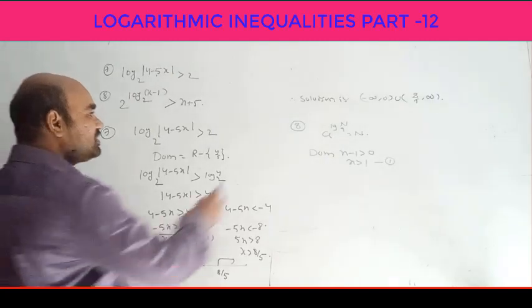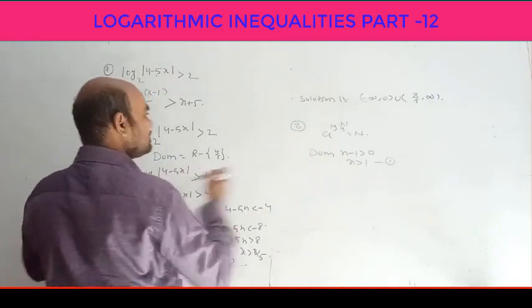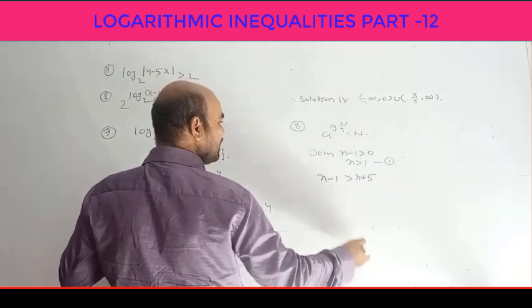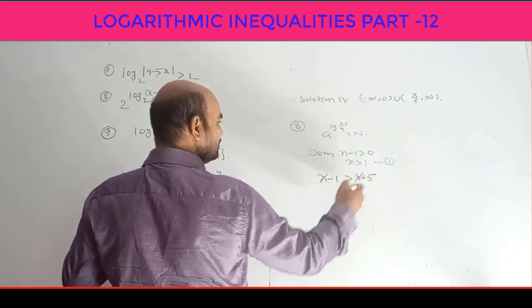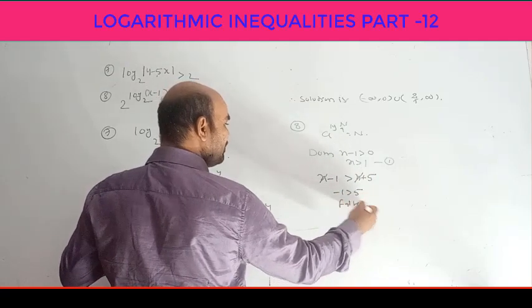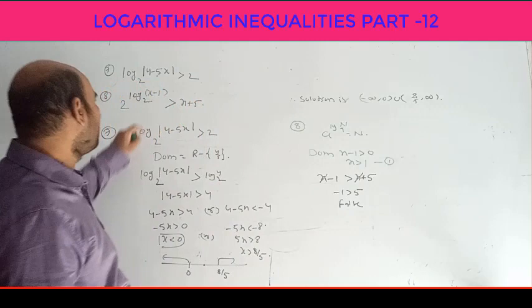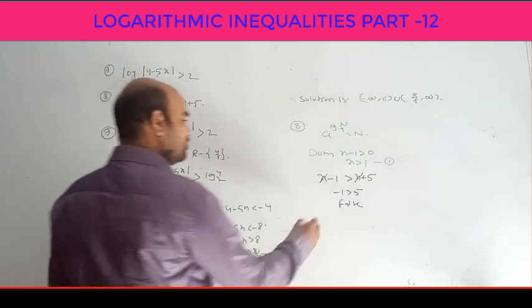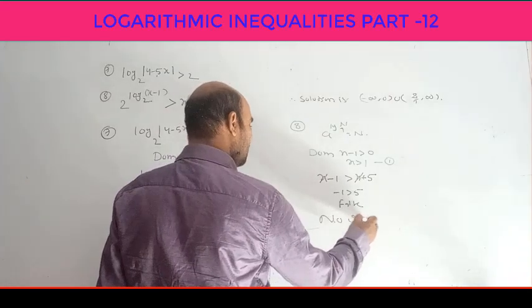Okay, now by using this law, directly we can say that x minus 1 is greater than x plus 5. Minus 1 greater than 5, which is false. What is the meaning of this? There is no x which is satisfied by this inequality. No real x.